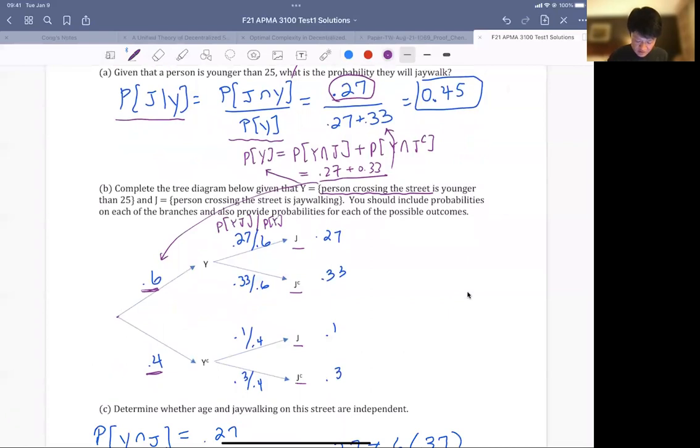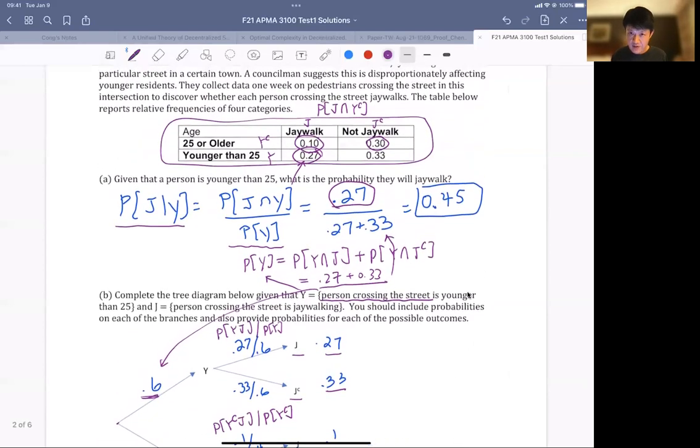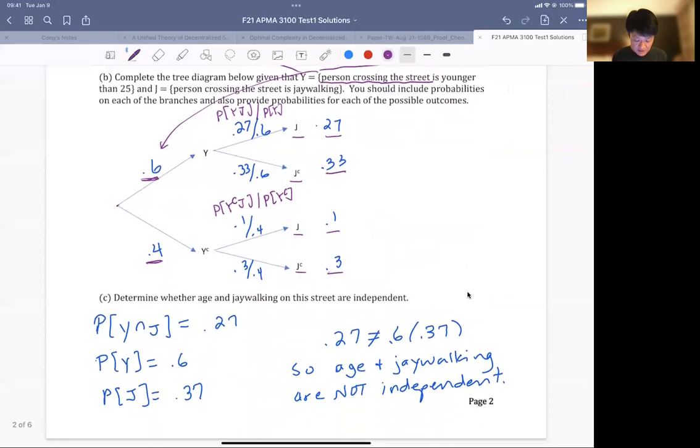So for example, this is the probability of Y complement and J divided by the probability of Y complement, okay? And you should write out the individual probabilities also at the end, which are basically the 4 numbers in the table, okay? Lastly, determine whether Y and J, walking on the street, are independent.